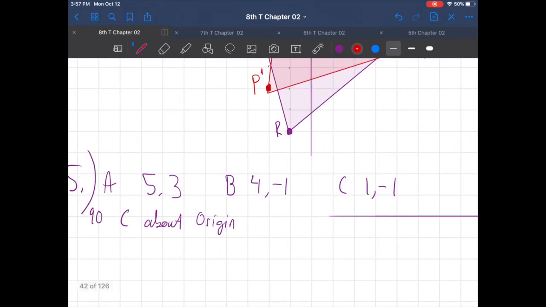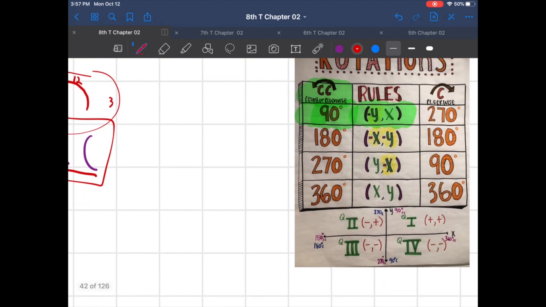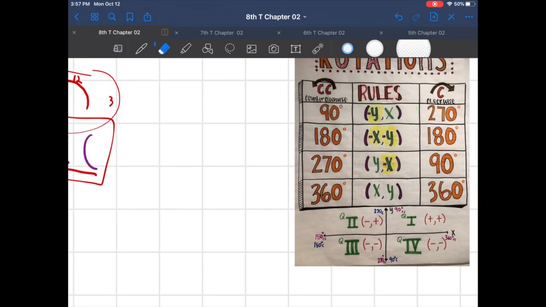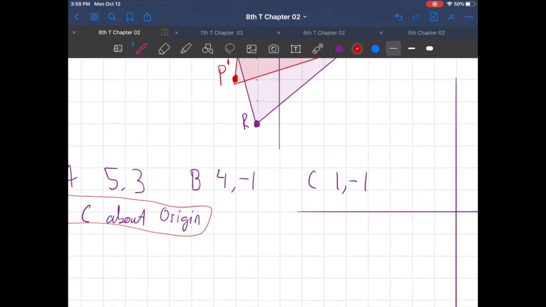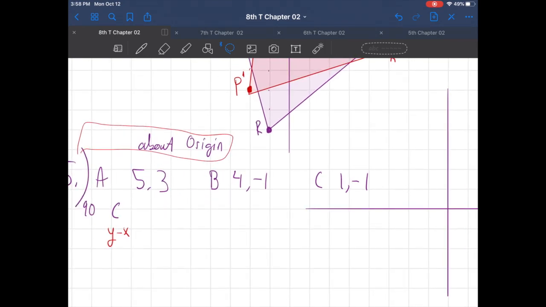Number 5, last one. Here are our points, and it says 90 degrees around the origin. So let's see, what are the rules for 90 degrees about the origin? So it's clockwise and then 90 degrees. So this one is y and -x. Y and -x. So I'm just going to label that over here. Let's move this really quick up there. All right. So now that we have our formula, let's just label some things really quick.